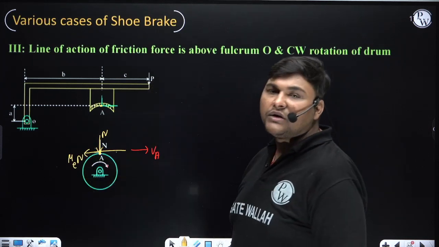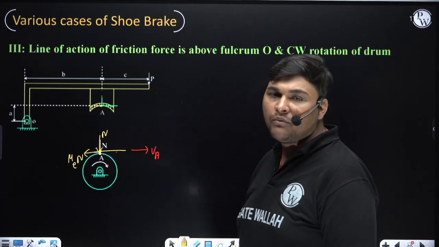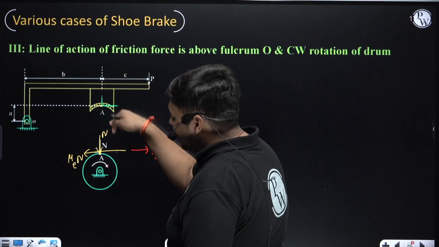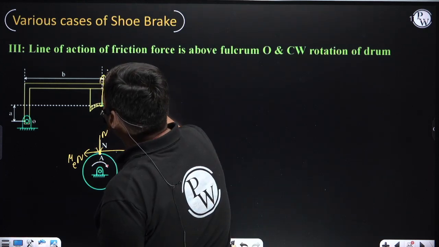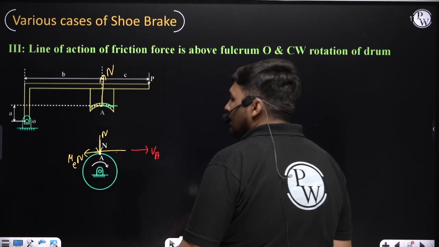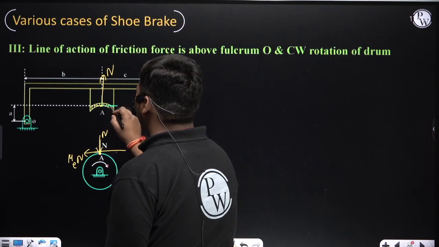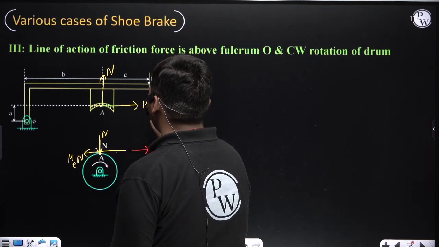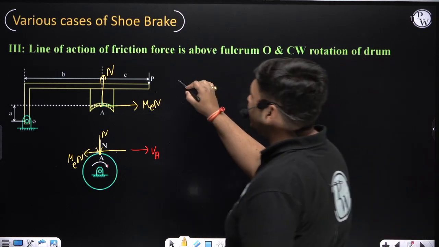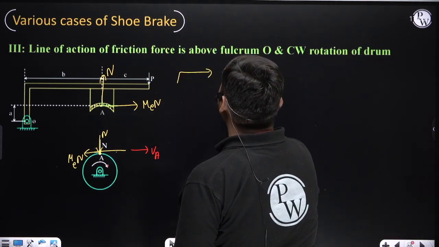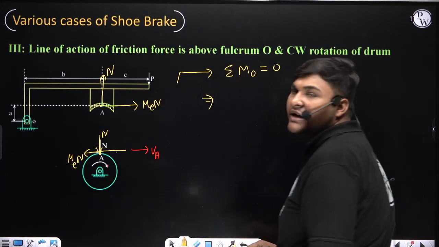Now we will find the contact forces in the FBD of the lever. They will be opposite to the contact forces in the FBD of the drum. So in the FBD of the drum at point A, the direction of N is this. So in the FBD of the lever, N will be opposite, meaning this. In the FBD of the drum, the direction of friction force is this. So in the FBD of the lever, it will be equal and opposite, meaning the friction force will be in this direction. Now in the FBD of the lever, we will take net moment about fulcrum O equal to 0. Automatically we will get the relation between P, N and friction force.